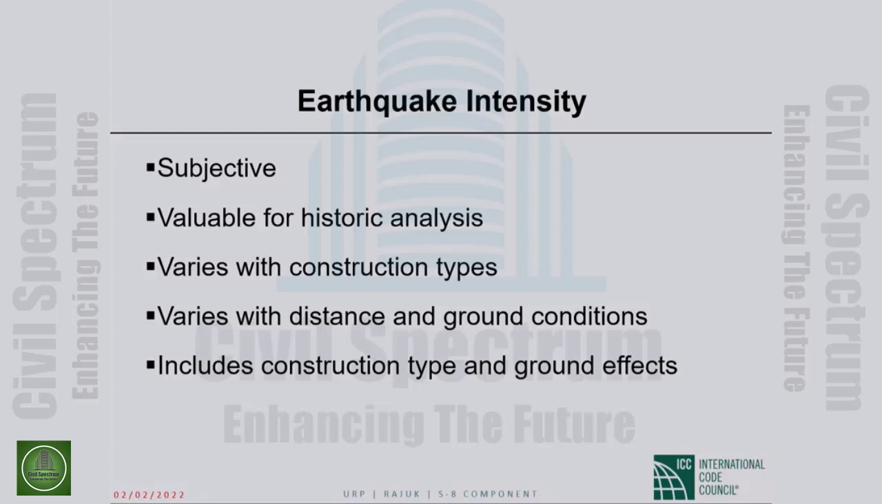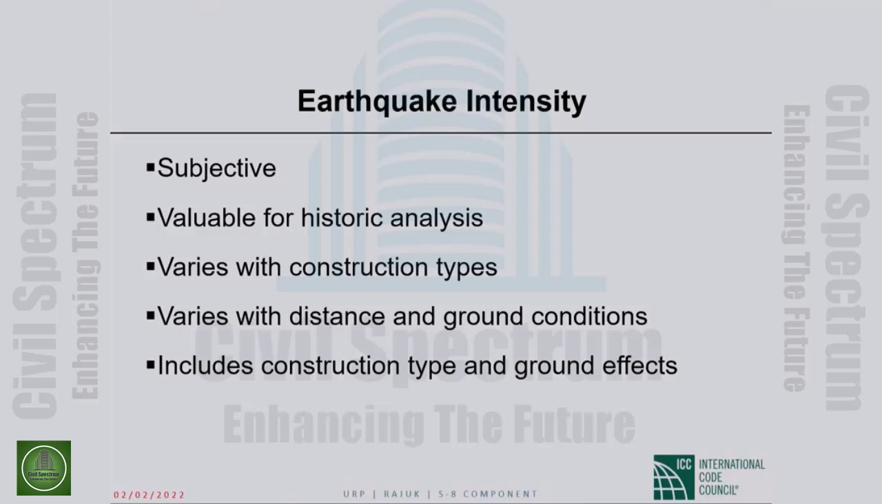So the earthquake intensity, not the magnitude, is subjective. It is valuable for historic analysis. For real old earthquakes, we do not have the sizes and so forth recorded, but we have a pretty good idea of the damage that was caused, and so we can assign intensities to those earthquakes. And that kind of historic analysis typically proves to be quite valuable.